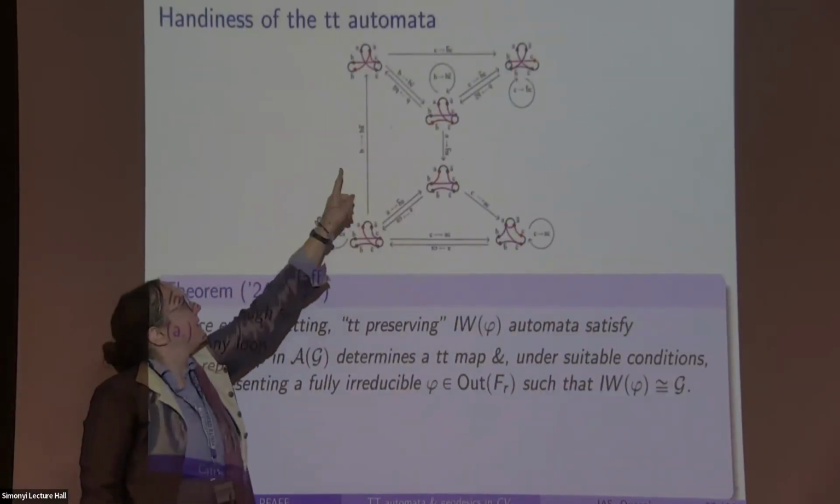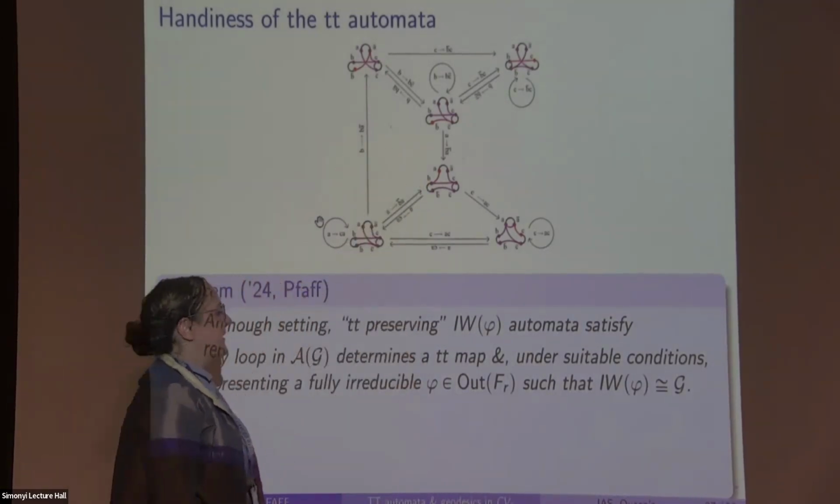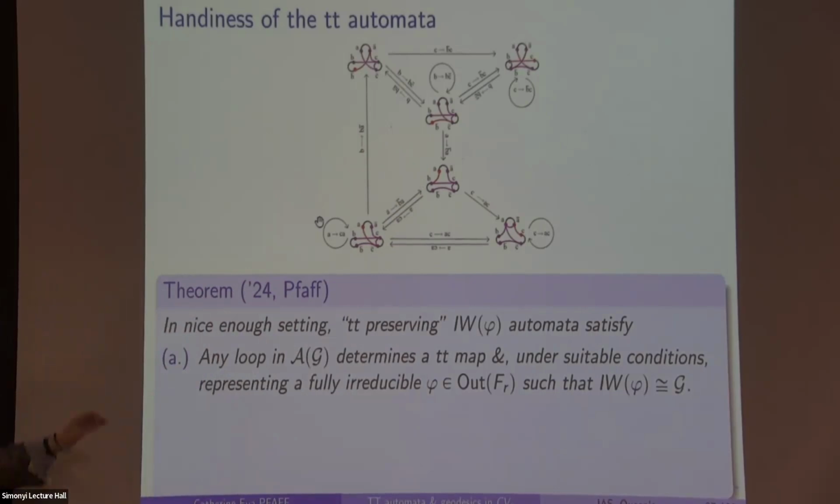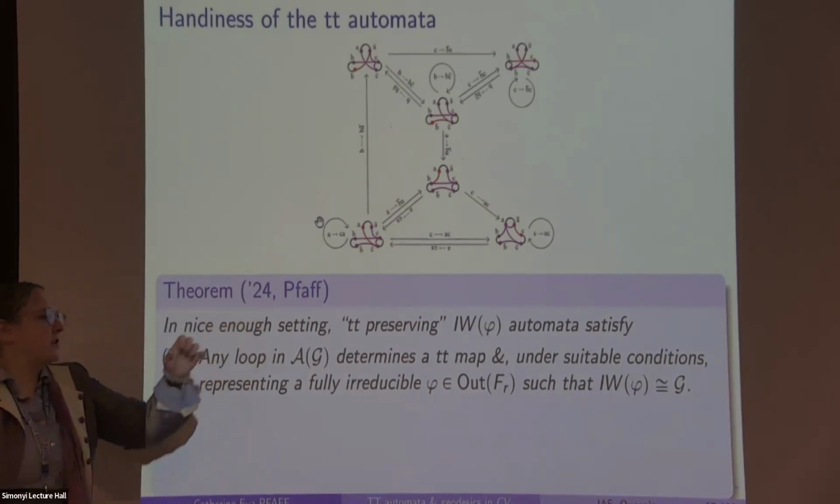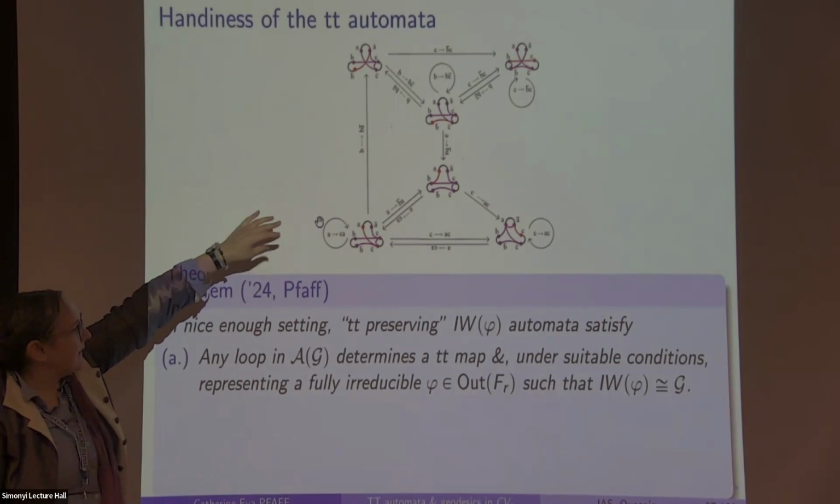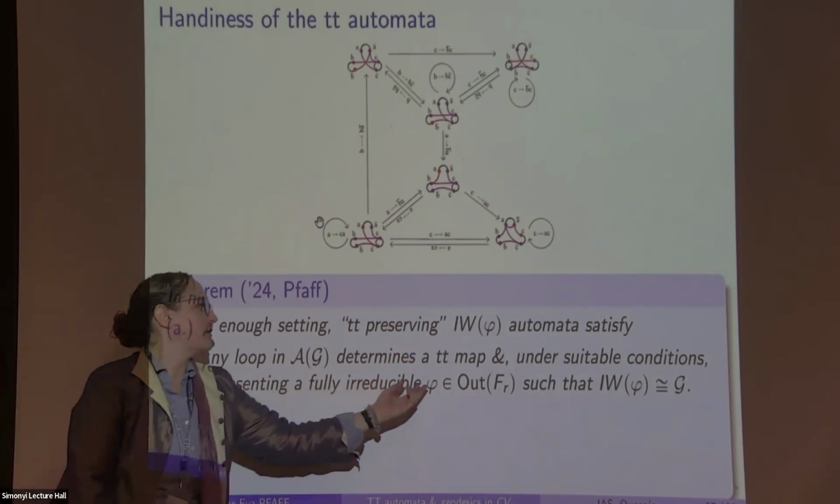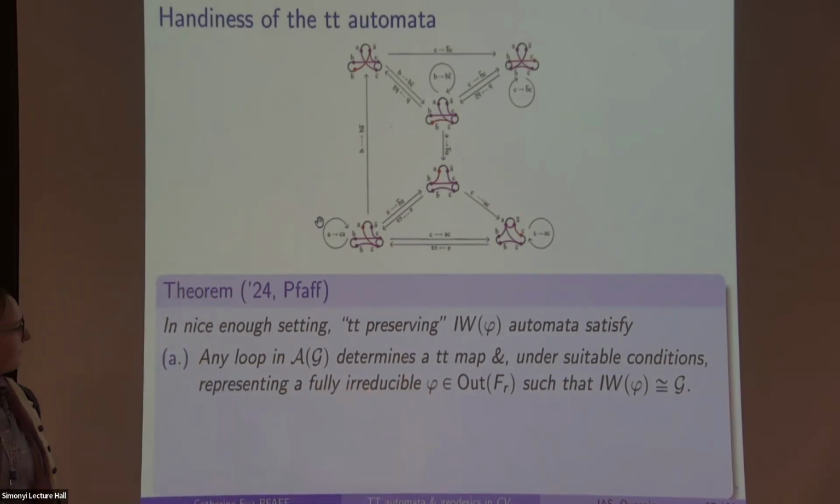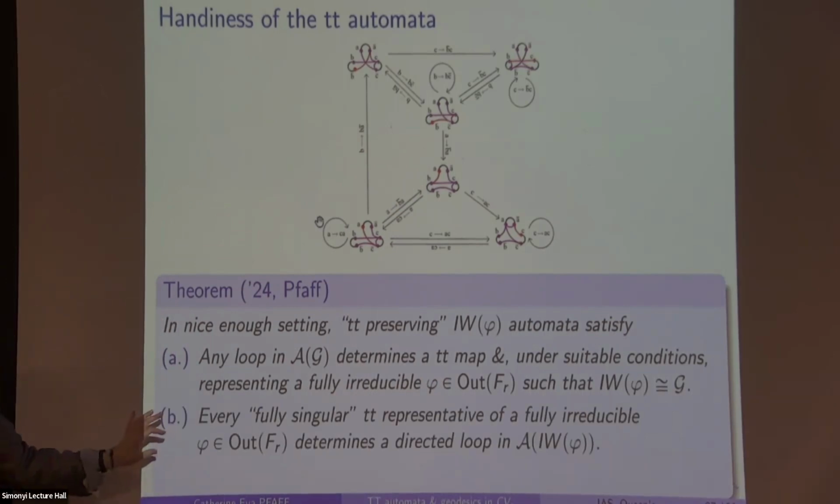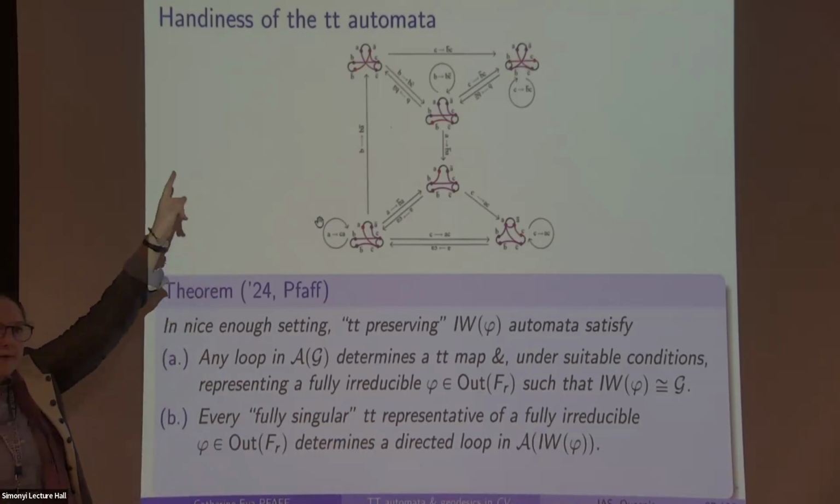So this is what they end up looking like. You have these train track structures, and then you have these folds that preserve these train track structures. In this situation, where we're avoiding identifying vertices, if I have a loop in there, it gives me a train track map. If I have additional conditions, it gives me a fully irreducible with that ideal Whitehead graph. And in a nice enough setting, every fully singular train track representative of a fully irreducible determines a loop in one of these.